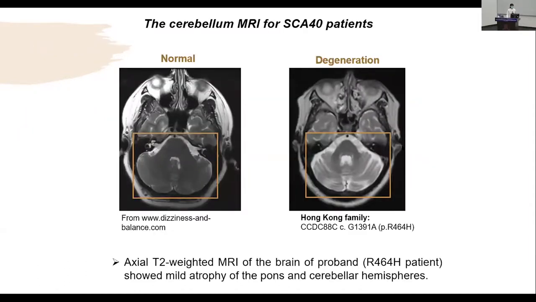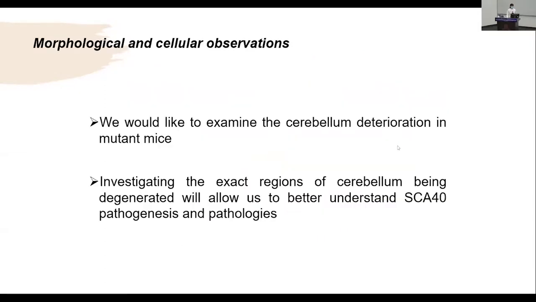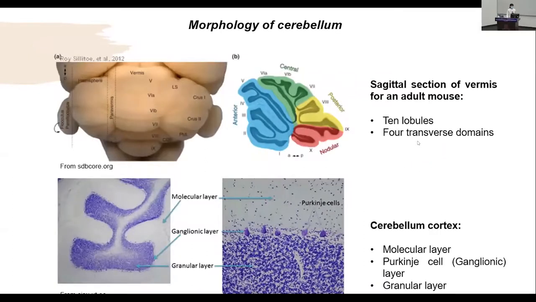When we compare the MRI images of a healthy individual and SCA40 patients, we can find mild atrophy of the pons and the cerebellar hemispheres. So I'd like to examine the cerebellum deterioration in mutant mice and investigate the exact regions of the cerebellum being degenerated. Let me introduce the morphology of the cerebellum first. The cerebellum is a region of the brain which is essential for controlling movement and balance. The upper left is a dorsal view of an adult mouse cerebellum, and the upper right is the sagittal section when we cut it in half along the vermis.